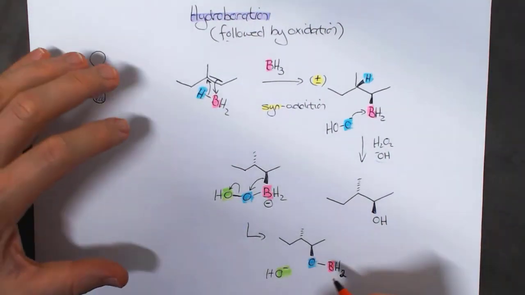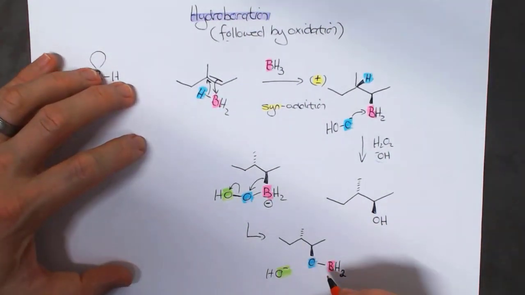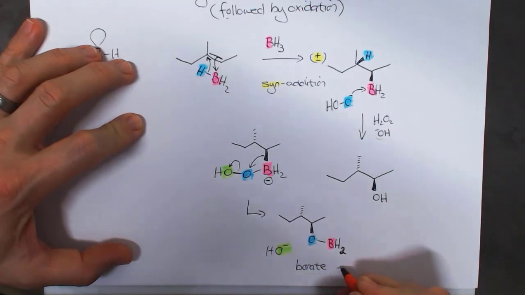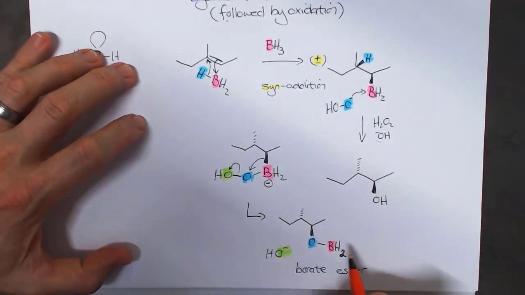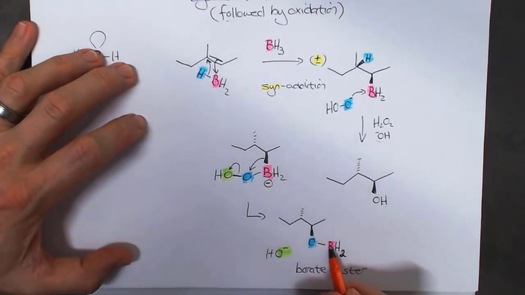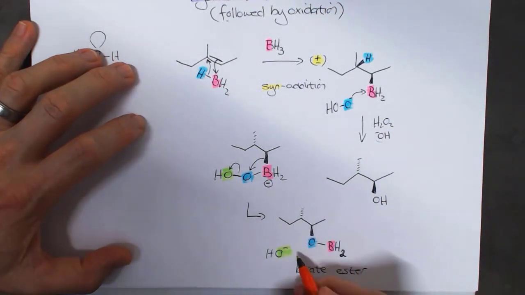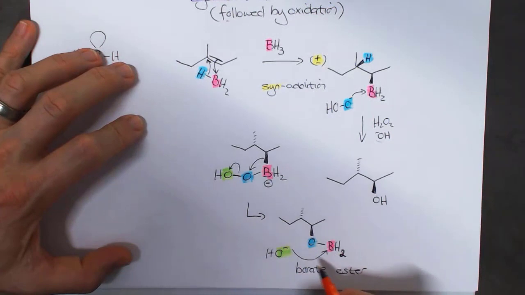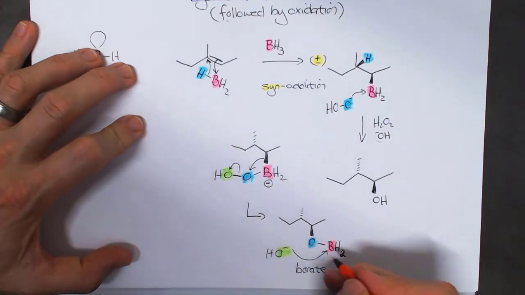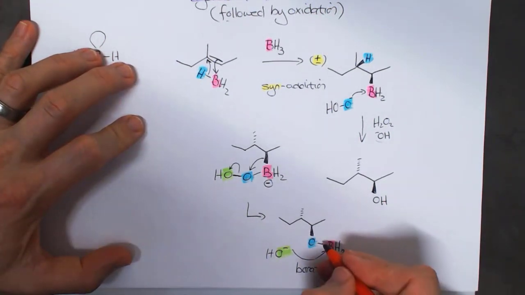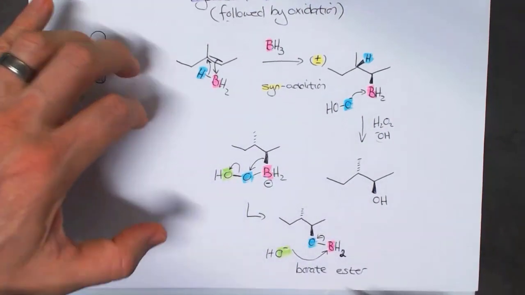All right, so at this stage over here, we have what is known as a borate ester. And in the borate ester, this bond over here is extremely weak because once again, we've got an OH minus over there. It can kick in onto the boron, and then this can leave as an O minus.